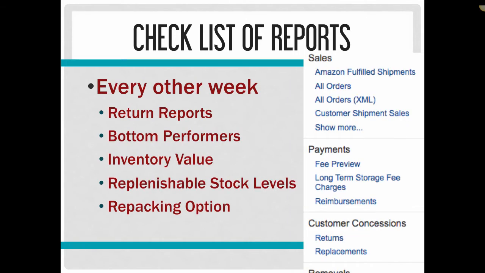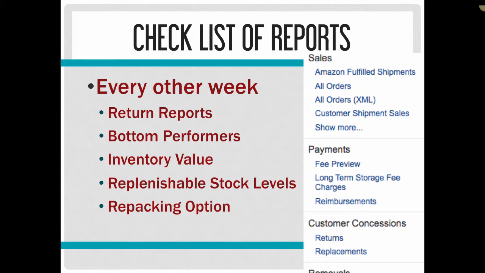Now, some reports that you should be checking every other week are the return reports. And if you go under reports, fulfillment, and then the bar on the left-hand side that you'll see right here, if you go down to under customer concessions, you'll see the return report. On the return report, you can see why the customer returned the item and which items were returned. The bottom performance report, I'm going to go over how to find that a little later. It's in your seller performance tab, and that indicates what items are having a lot of issues.